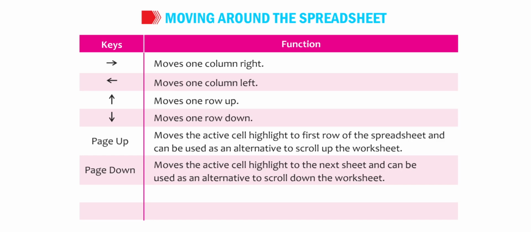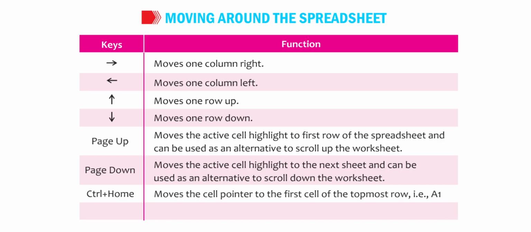Moves the active cell highlight down one screen and can be used as an alternative to scroll down the worksheet. Control plus Home. Moves the cell pointer to the first cell of the topmost row, that is A1. Control plus End. Moves the cell pointer to the last used cell on a spreadsheet.